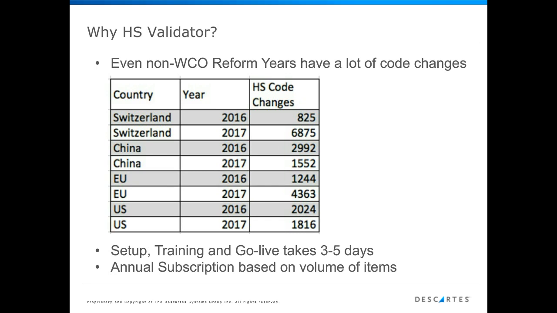And most of you know that this can be really overwhelming to try and maintain and keep your supply chain moving globally. The HS Validator is a very quick setup. It can be set up, your team can be trained, and we can have the system live in as little as 3 to 5 days. And again, it's on an annual subscription basis.